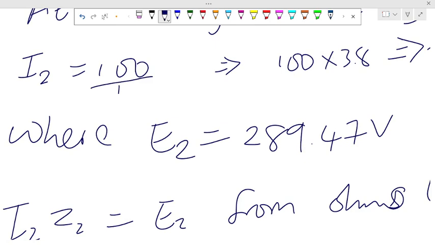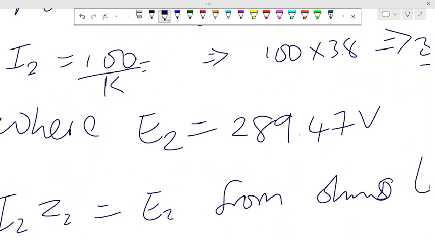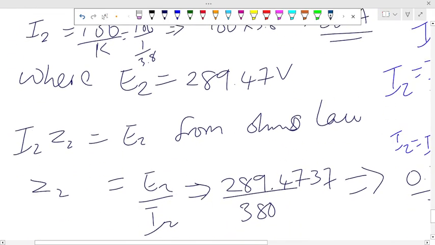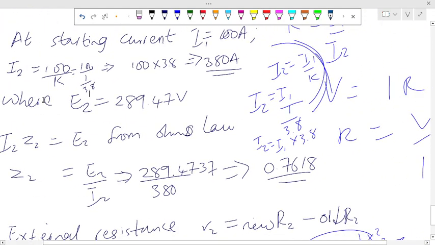Because equal 1 over K. 100 over K, this is the correct way to write it. Okay? Then when you bring in the K, it will now be 100 over 1, 3.8. Yeah, this is the correct way to put it. Okay? So of course when this comes up, it gives you this. Perfect.